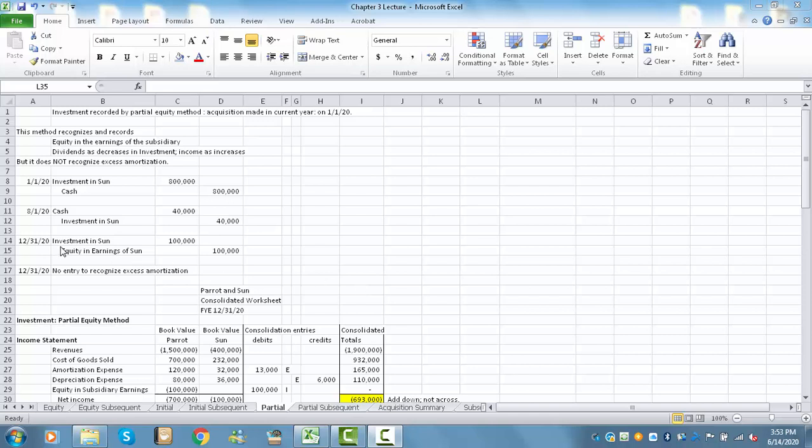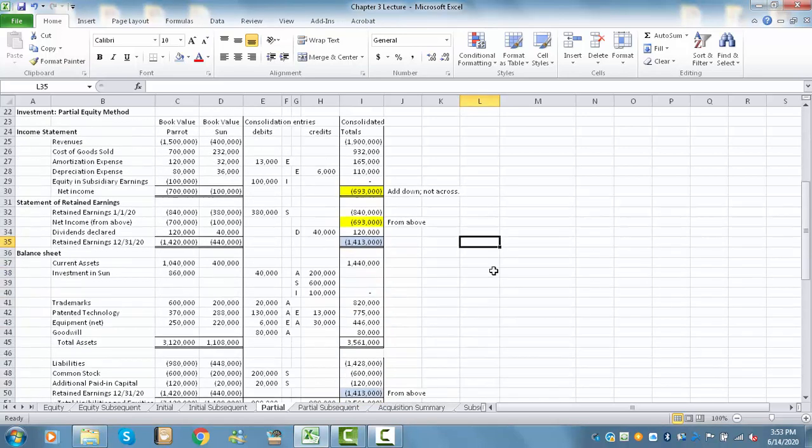So when we acquire this investment, we of course record an investment at what we paid and the cash that went out. When we get the dividends, we record a decrease in the investment. And when the subsidiary shares its net income for the year, then our investment goes up and our equity in the earnings of this company goes up also. But at year end, we do not make an entry to recognize any excess amortization.